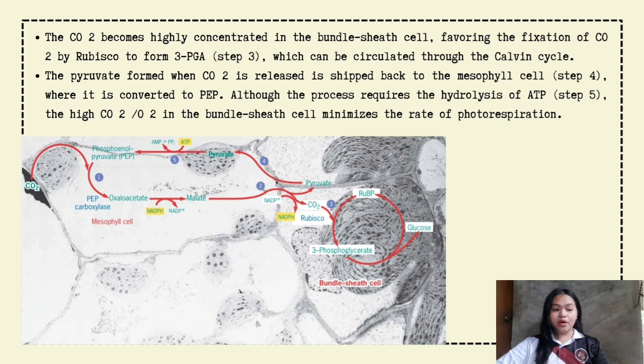The pyruvate formed when carbon dioxide is released is shipped back to the mesophyll cell, where it is converted to PEP. Although the process requires the hydrolysis of ATP, the high carbon dioxide to oxygen ratio in the bundle sheath cells minimizes the rate of photorespiration.